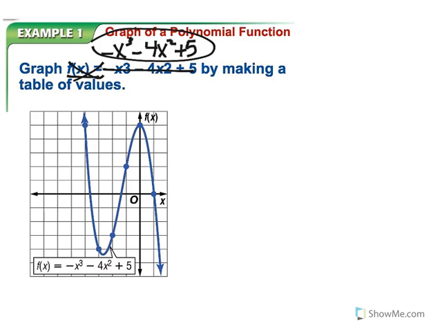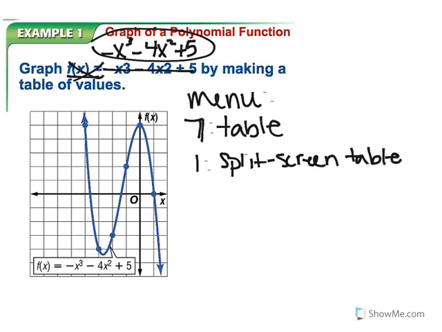The next thing I want you to do is to pull up a table on your calculator. The way you do that is you press your menu button, you go to number 7, table, and you go to number 1 that says split screen table. If you take a look at your graph, we're only really looking at a few numbers here on your x. I would look at x is -4, -3, -2, -1, 0, and 1.